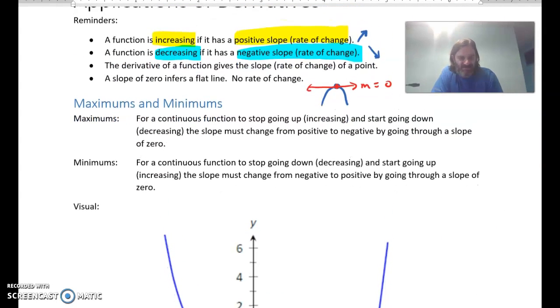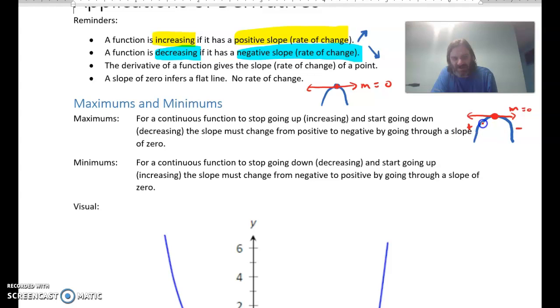Okay, maximums and minimums. So for a continuous function, that means we don't have to pick up our finger or pencil to draw the graph. To stop going up and start going down, the slope must change from positive to negative by going to a slope of 0. So if a function is going up, increasing, and then wants to go down, it must go through a place where it has that slope of 0, as I just drew out up there. So there's the slope of 0 I had before, but this is a positive and this is a negative on the other side.